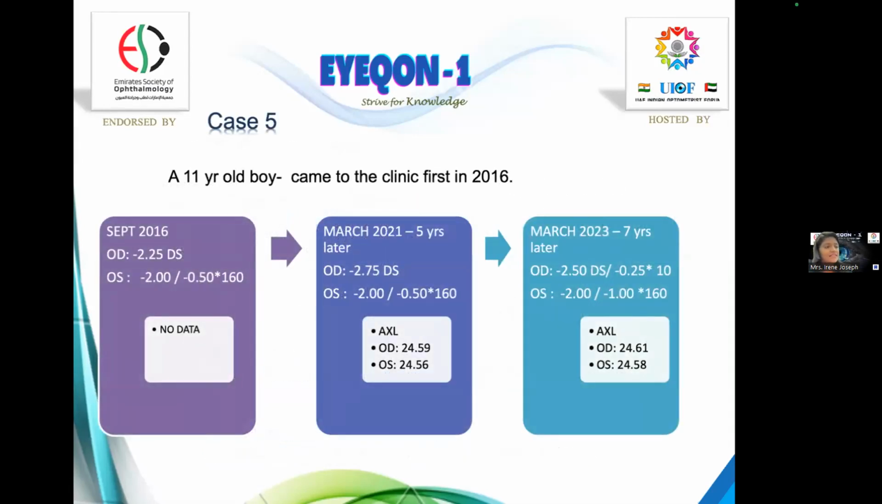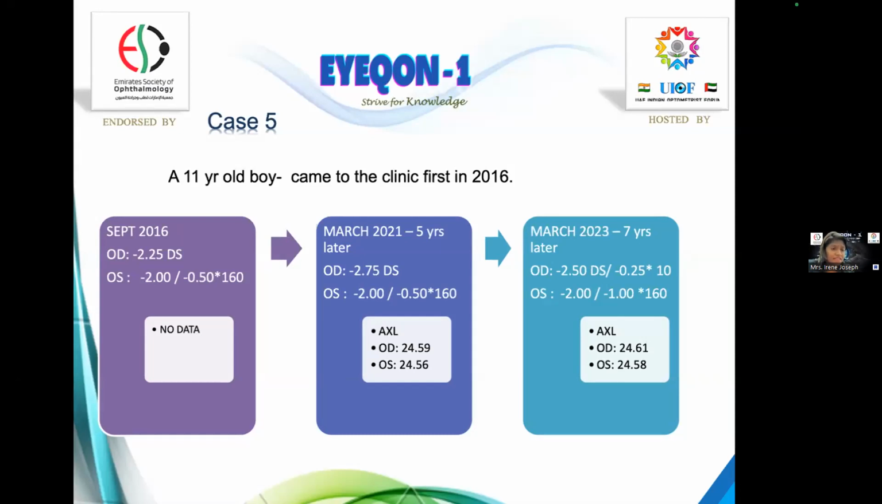The last case is an 11-year-old boy. Just quickly, he came to the clinic in 2016. His error was -2.25 and -2. We gave him the lenses in 2016, and in March 2021, after 5 years of using the lenses, his error increased to -2.75 and the left eye remained -2. The axial length was measured. After 7 years of using the lenses, he was -2.5 and -2, so quite in the same range. There was a very minimal increase in axial length, 0.1 or less.